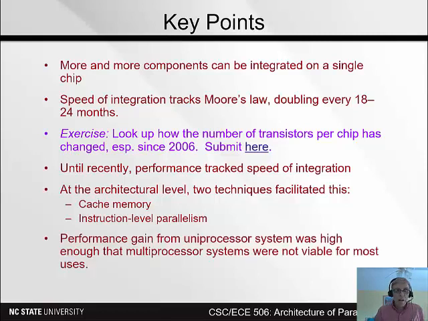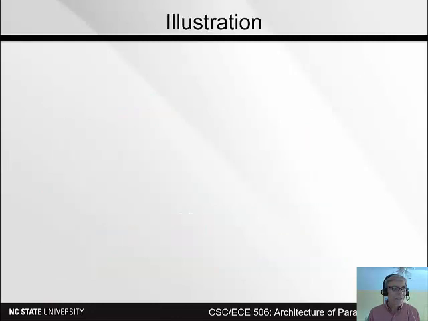Performance gains from uniprocessor systems were high enough that most multiprocessor systems simply weren't viable. When an application got too slow to run on your current computer, you just went out and got a new one. And because that was essentially a uniprocessor application running on a computer that was either a uniprocessor or looked to your application like it was a uniprocessor, you could take old code and run it on new computers. You didn't have to do any adaptation, so there was no real incentive to move to a multiprocessor.